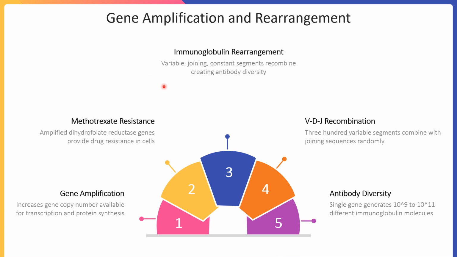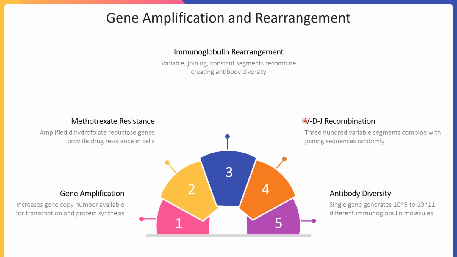And the other method is gene rearrangement. It is seen in immunoglobulins. We have different types of immunoglobulins, and the immunoglobulins have a variable region, a joining region, and constant segments. Each segment is produced from a certain gene. So by having various combinations of these genes, that means V, that is the variable region, has a separate gene, D has a separate gene, and J, that is the joining region, has a separate gene.